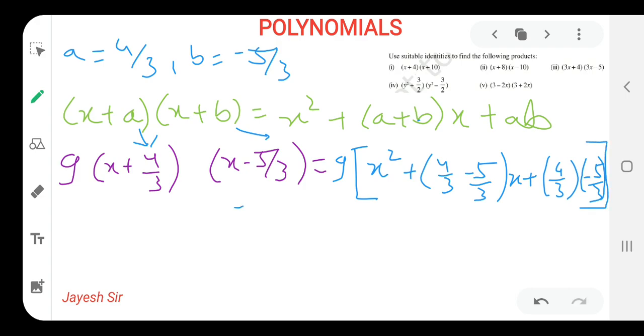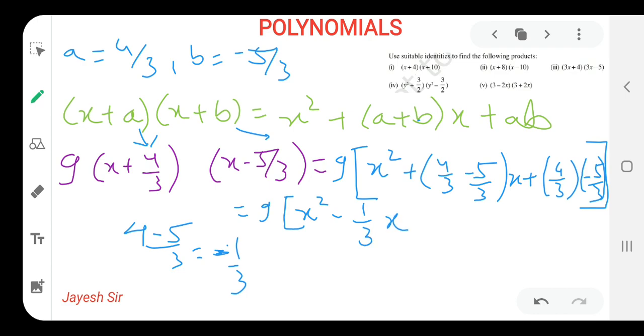So now 9 as it is, let's solve it further. X square plus 4 by 3 minus 5 by 3 would be minus 1 by 3. As the denominators are the same, we all know how to do it. 4 minus 5 by 3 would be 1 by 3, and the greater number is 5 and has a minus sign, so our answer would be minus 1 by 3. So I am writing minus 1 by 3x over here.